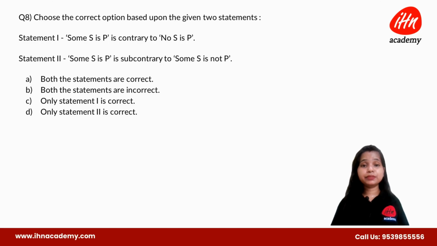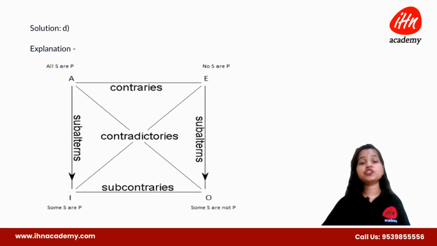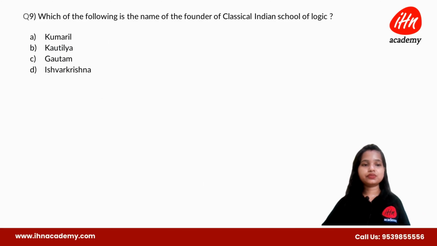Contrary is the relation between universal positive and universal negative. So statement 1 is wrong. And sub-contrary is the relation between particular positive and particular negative. So statement 2 is correct. So only statement 2 is correct, option number D. You can see in the diagram which I have explained earlier. Okay. Let's come to the next one.